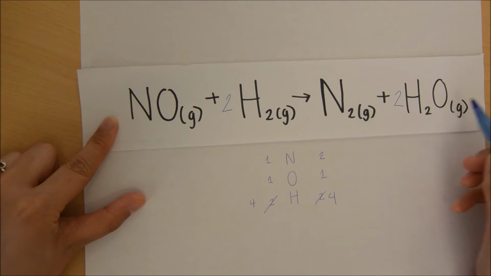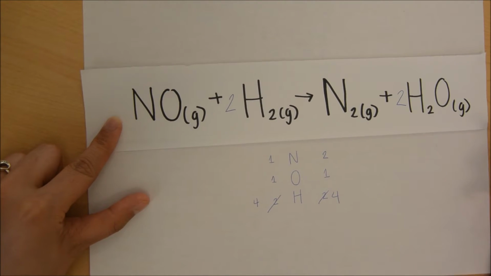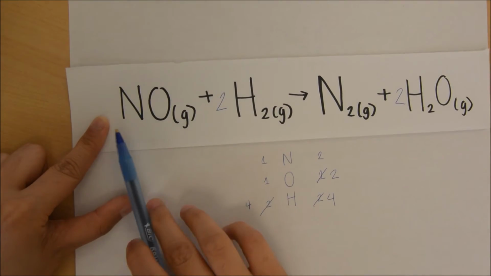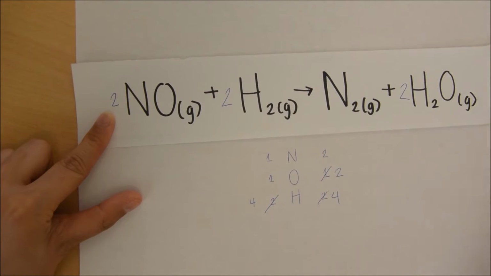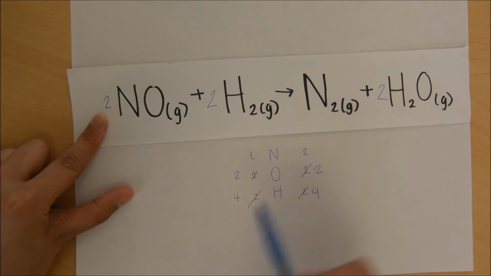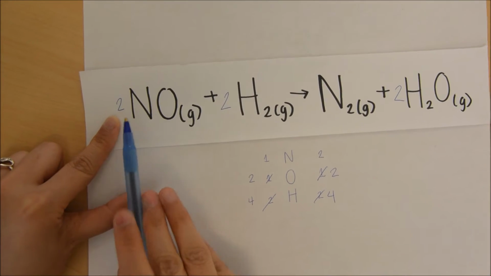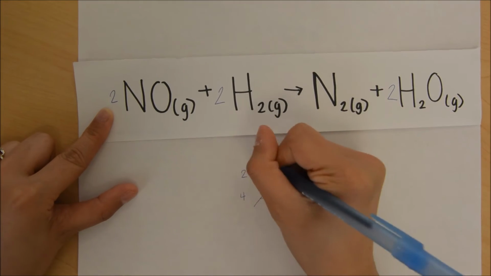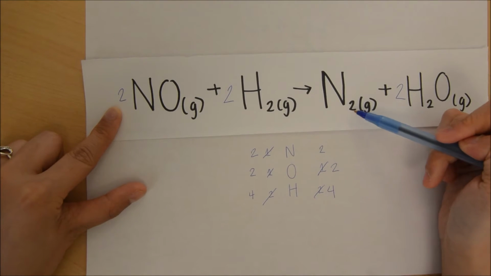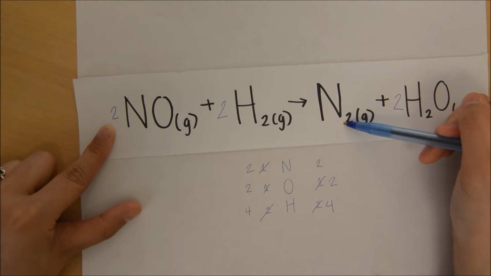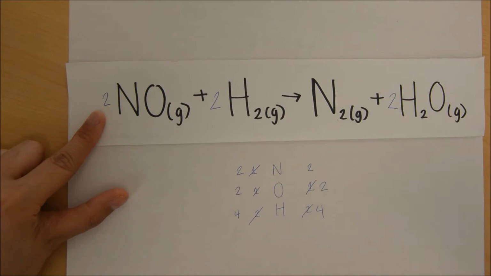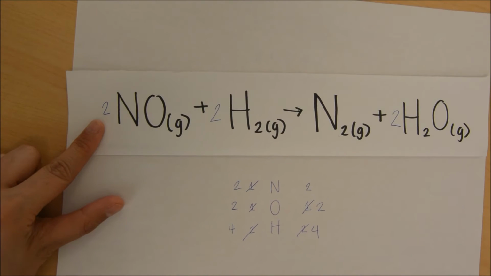However, there's going to be 2 oxygens here. So I have to balance it by putting a 2 in front right here to balance it out. So this would be a 2. So you have to double check to see if it's right. If I add a 2 in front of nitrogen monoxide, there'll be 2 nitrogens, 2 oxygens, 4 hydrogens, and on the product side, there'll be 2 nitrogens, 4 hydrogens, 2 oxygens, and we are done with our chemical equation.